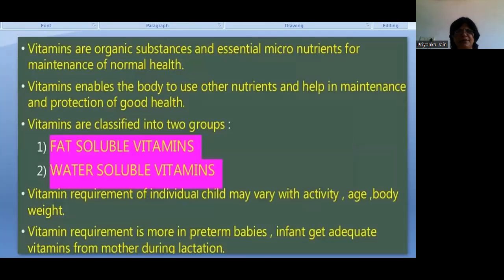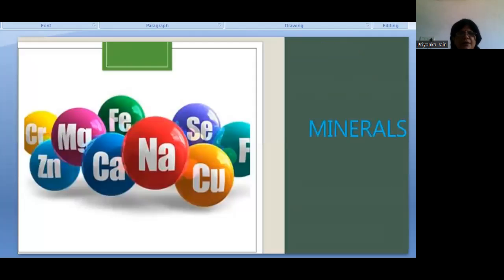Now, what are vitamins? Vitamins are organic substances and essential micronutrients for health. Vitamins enable the body to use other nutrients and help in maintenance and production of good health. Vitamins are classified into two groups: fat soluble vitamins and water soluble vitamins. Vitamin requirement of an individual child may vary with activity, age, body weight. Vitamin requirement is more in preterm babies. Infants get adequate vitamins from the mother during lactation.